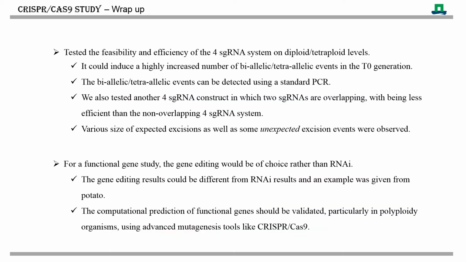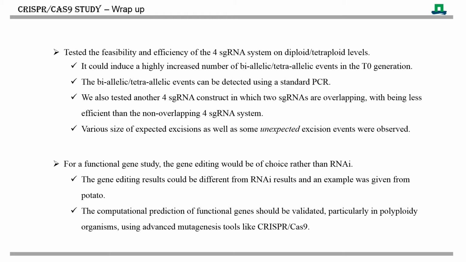Now I'm going to wrap up my CRISPR-Cas9 study. In this study, Agrobacterium-mediated CRISPR-Cas9 induced mutagenesis was investigated. Based on computational work, the 4 sgRNA CRISPR-Cas9 system was tested at diploid and tetraploid levels. It could induce a highly increased number of biallelic and tetra-allelic events in the T0 generation.